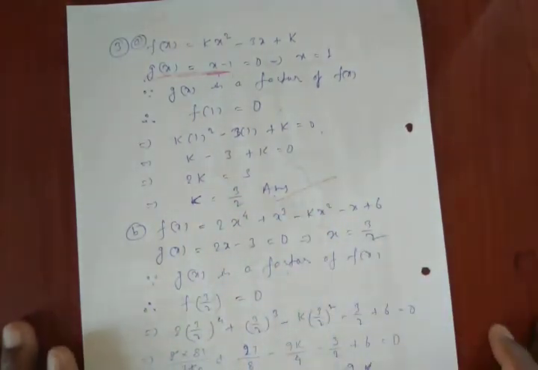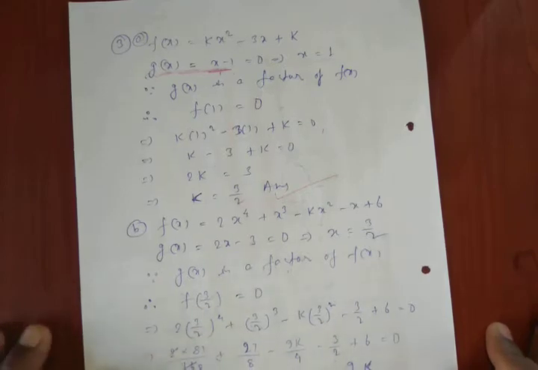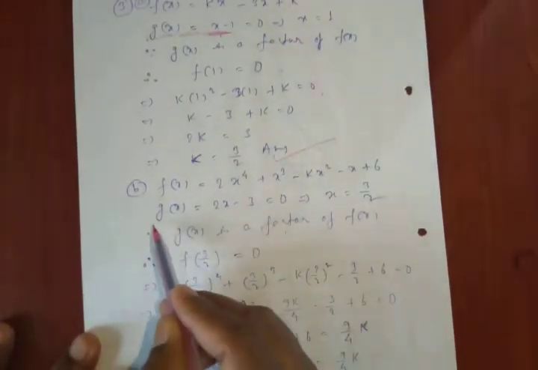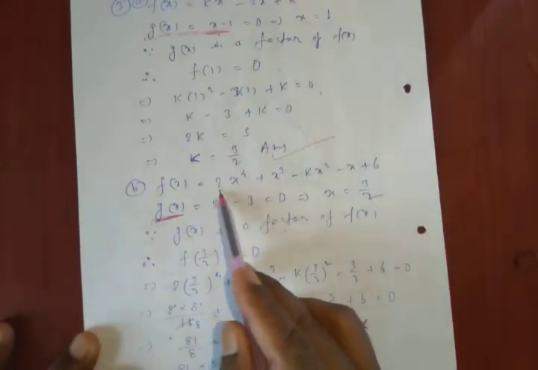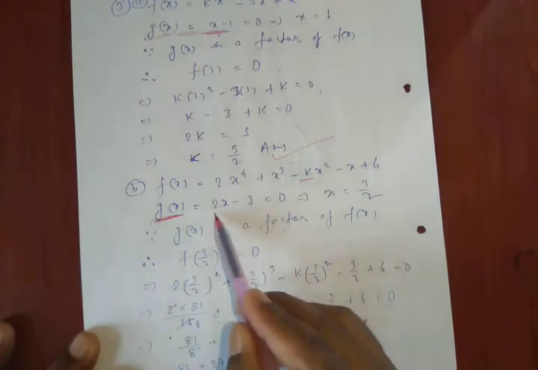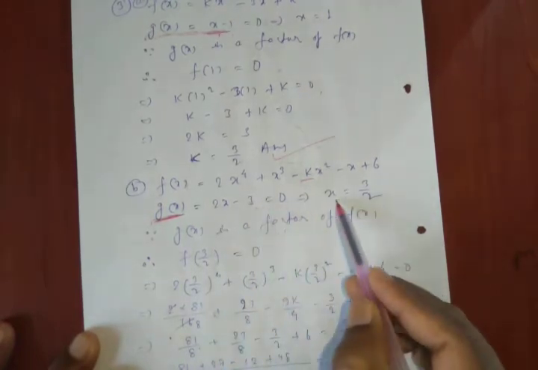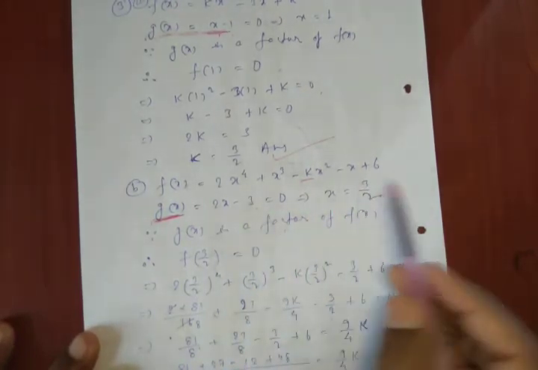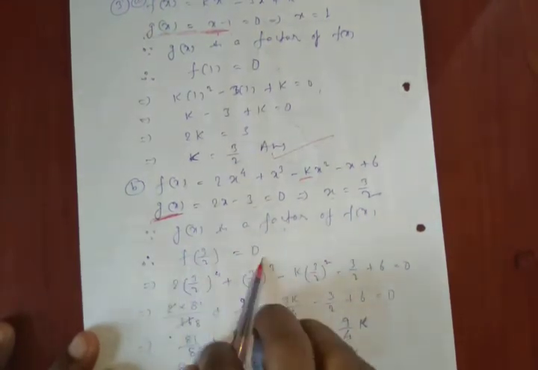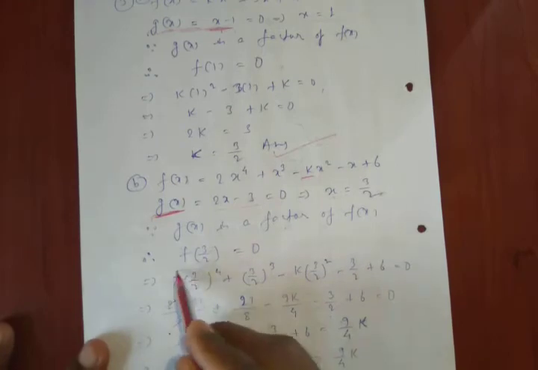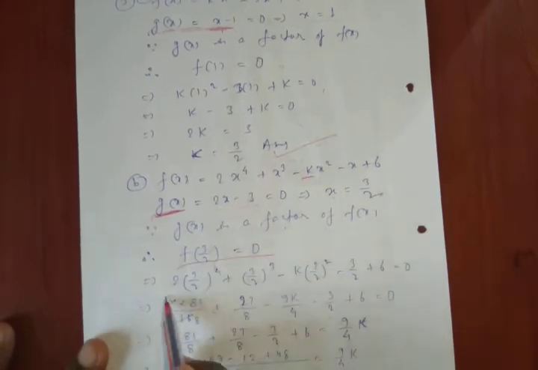So this is the first question of number 3. And in the second question also, you are given that g(x) is a factor of f(x), and in that case also we will find the value of k. So again this equals 0 and you will get x equal to 3 by 2. Then you know that g(x) is a factor of f(x) and therefore f(3/2) will be equal to 0. So now you have this equation, and f(3/2) means this.